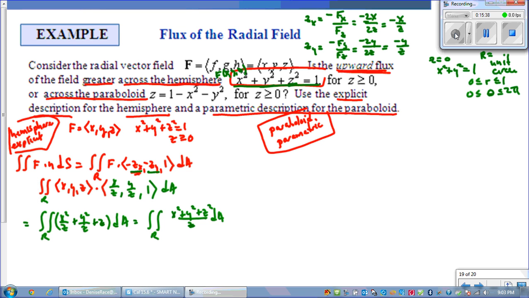Okay, now look at this description. I've got x squared plus y squared plus z squared, but since we're talking about the hemisphere, we know that's equivalent to 1. So this is just 1 over z. But if I'm now in 2 dimensions, I need to change what z is. So I'm going to take this and solve it for z. So z would be equal to the square root of 1 minus x squared minus y squared.